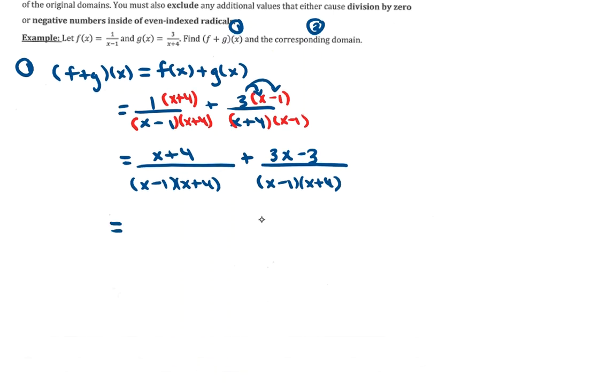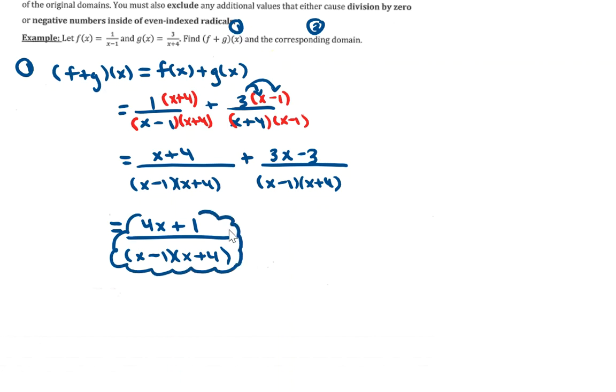Now that they each have the common denominator, we'll add the numerators together to get 4x plus 1, and we'll write that on top of just one copy of the common denominator. There's no additional things left to do, no simplification, etc. So this is what the combined function f plus g of x looks like. So this is the function we get if we were to add both f and g together, in which case we did. So that takes us to the second part where we're going to find the corresponding domain.